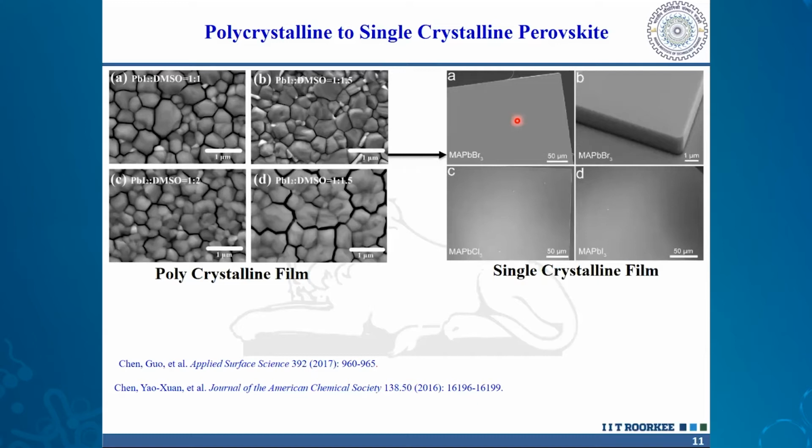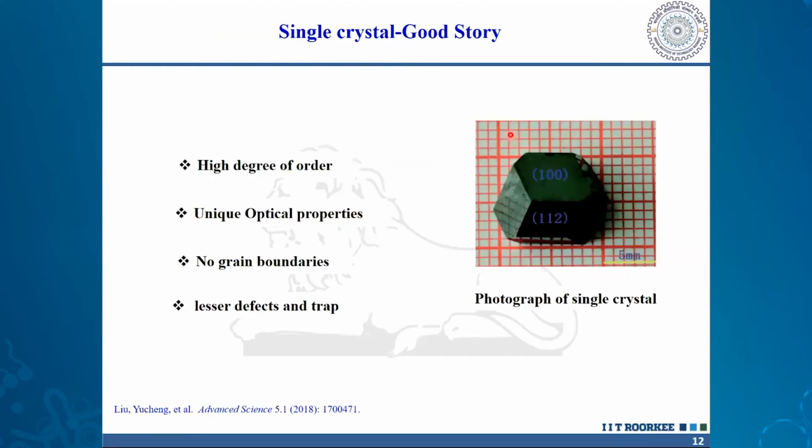So in principle, all those passivation strategies and compositional engineering which have been developed so far for the polycrystalline film can essentially be removed by the single crystalline perovskite processing approach. So they really come out with some very good properties. For example, they show a very high degree of crystallinity or high degree of order. And whenever we have a high degree of order, that helps charge transport. And this shows very unique optical properties.